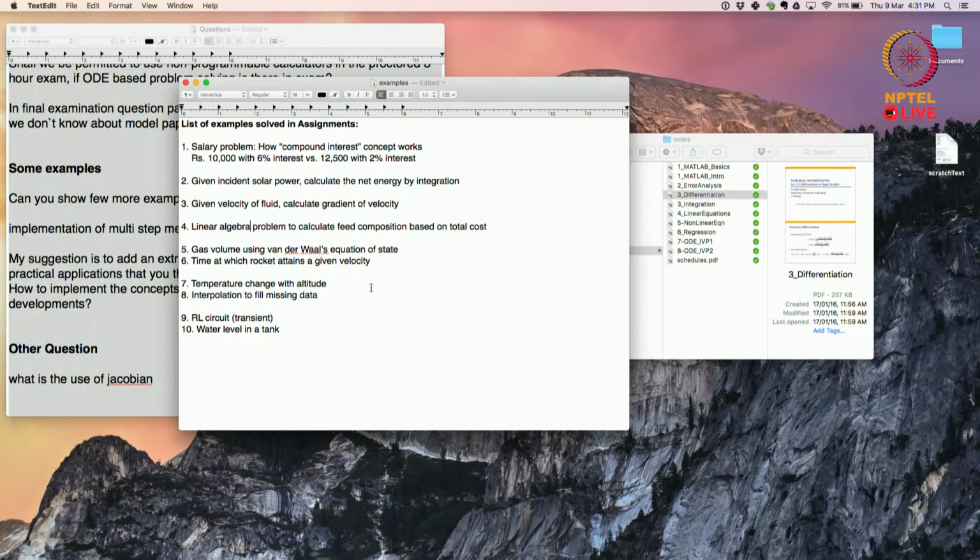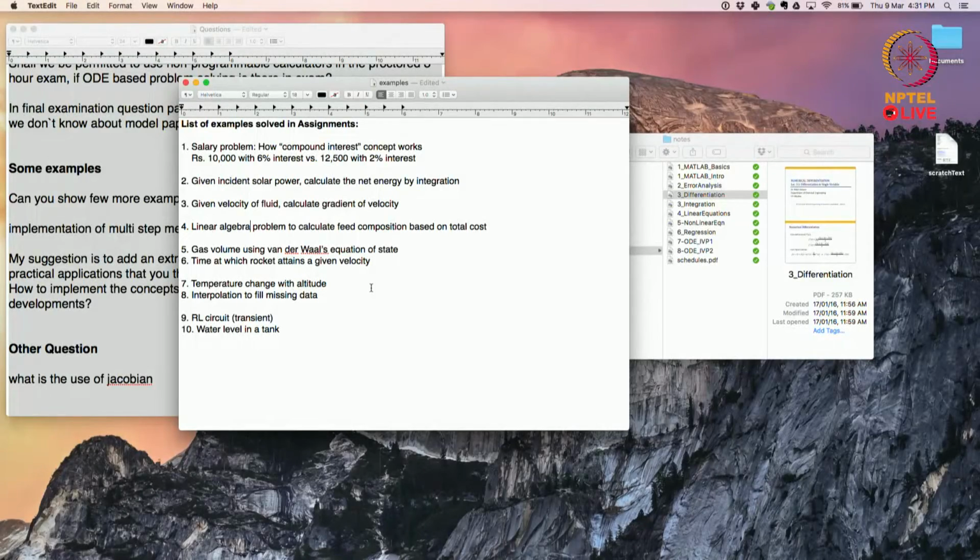The next problem was in linear algebra, which is fairly versatile, and we really just touched the surface. The problem was to calculate the feed composition based on the total cost. You have n equations in n unknowns; in this example, 2 equations and 2 unknowns. There is a related question about practical applications from an industrial viewpoint. Linear algebra is used very frequently in model analysis, control systems analysis, and stability analysis, in industry as well as in research.